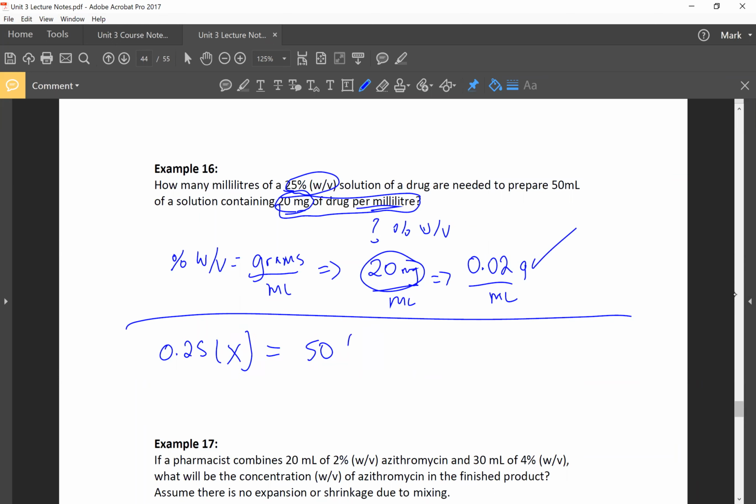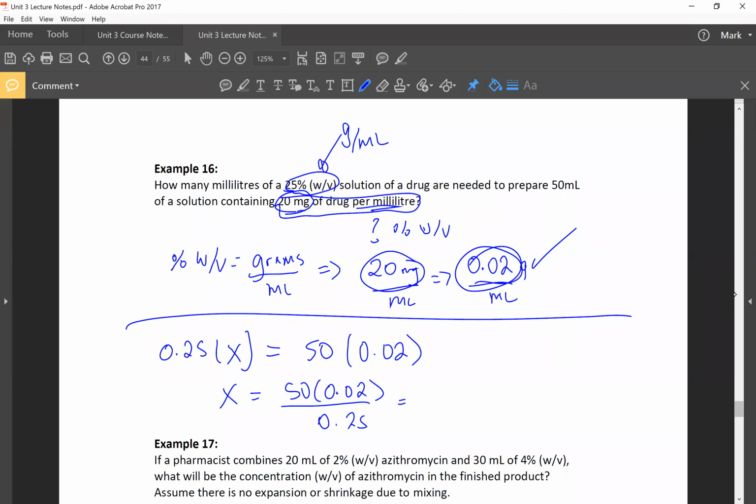So 50 milliliters of 0.02. This is my percentage in grams per milliliter, which is what this one is. Right, so the key to this one, like in physics or math or chemistry, is you need to keep the units the same. And now I just solve for x. X would be 50 times 0.02 divided by 0.25, and that would be 4.